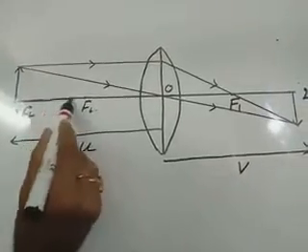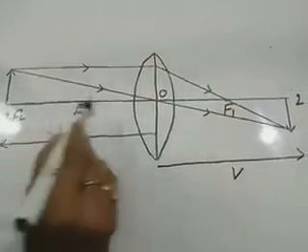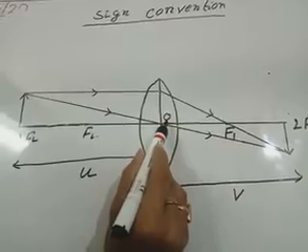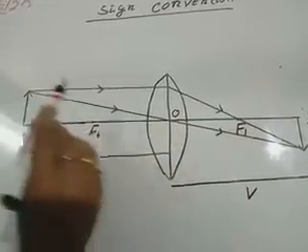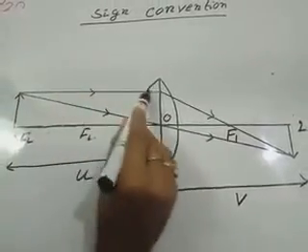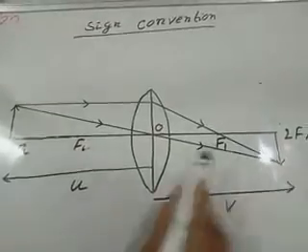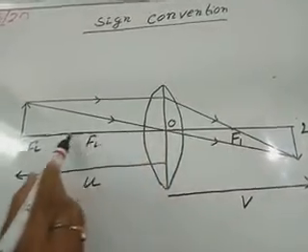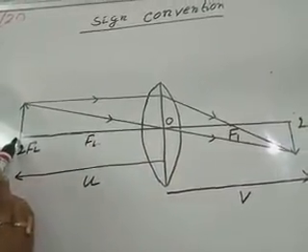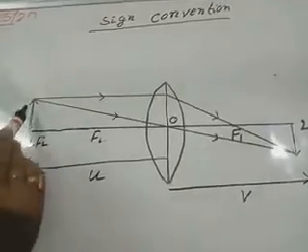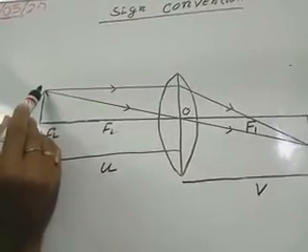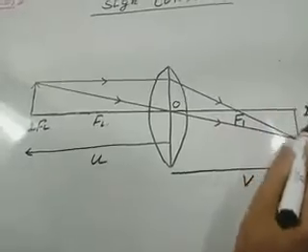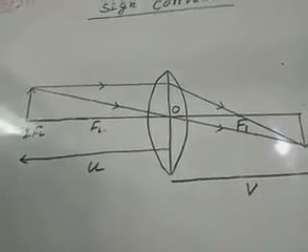So there are 5 rules. Number 1, all distances should be measured from the optic center. Point number 2, distance measured the same as the incident ray is taken to be positive. Distance measured opposite of the incident ray is taken to be negative. Height measured above the principal axis is taken to be positive. Height measured below the principal axis is taken to be negative.